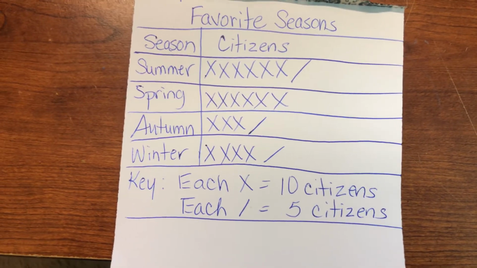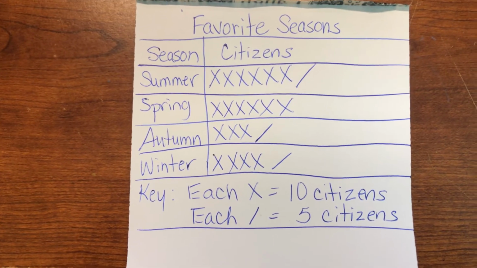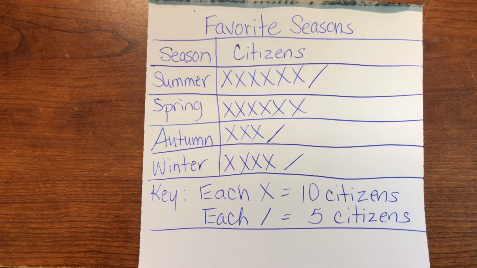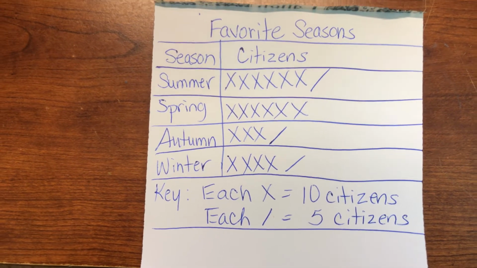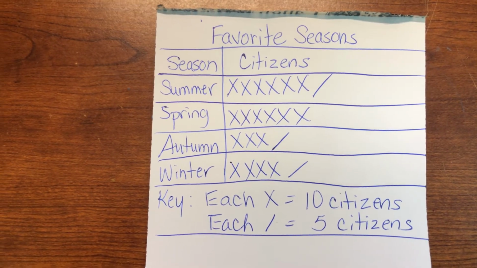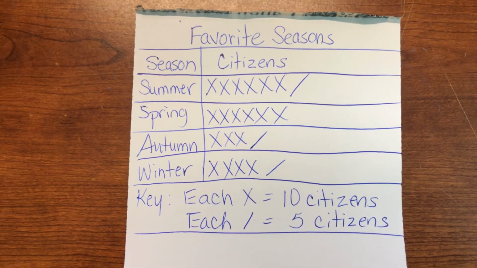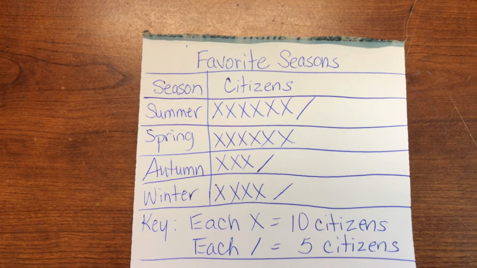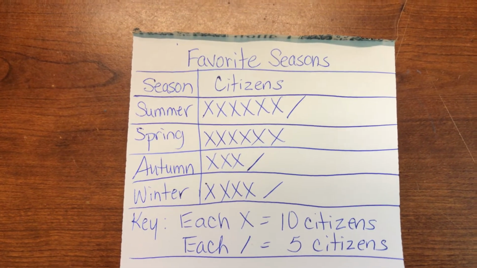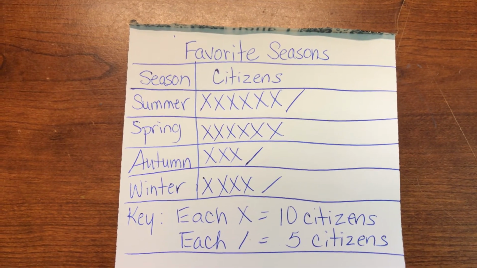So that's step one. You had to use the graph to figure out how many citizens preferred summer and how many preferred winter. Step two is you have to now subtract the winter total from the summer total. So you have to do 65 minus 45. And that leaves you with 20. So now you can answer the question, how many more citizens preferred summer over winter? And the answer would be 20 citizens.